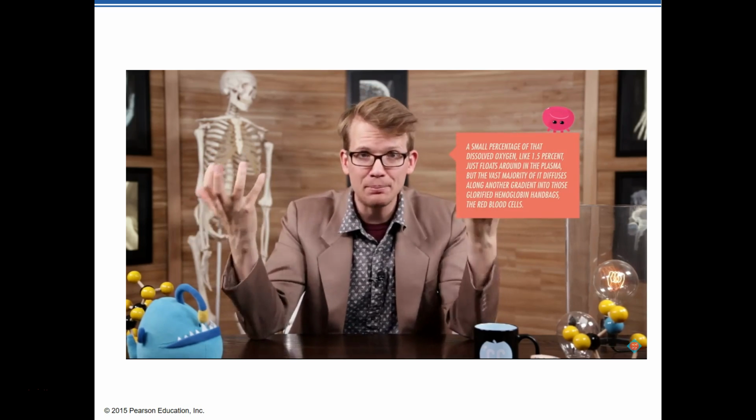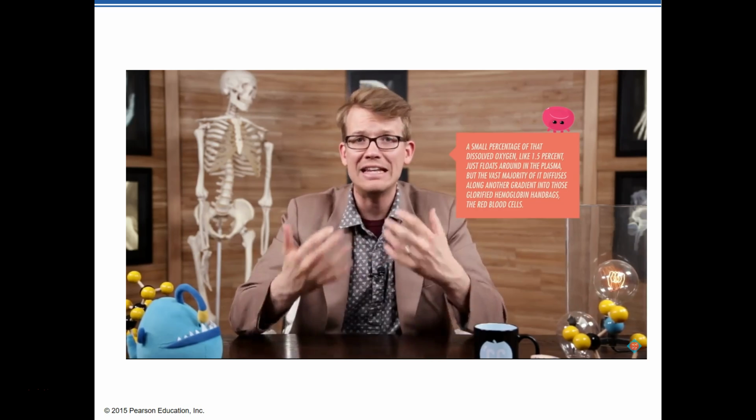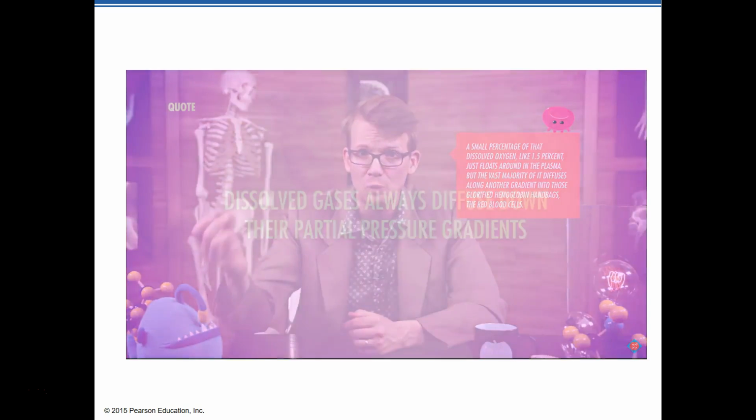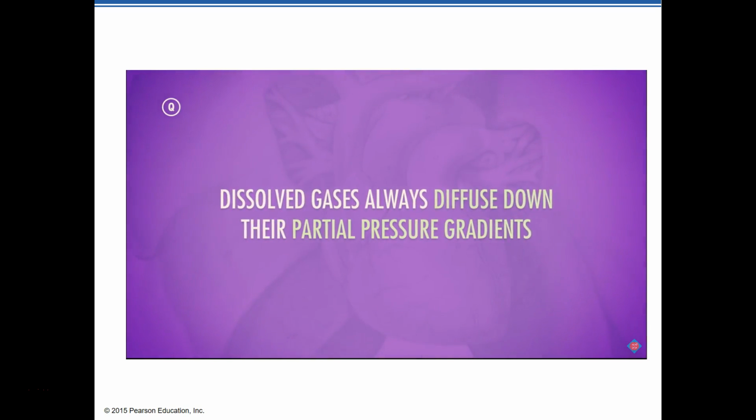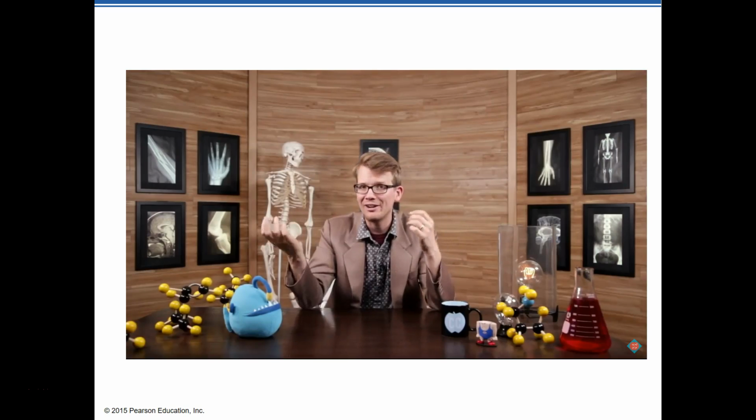This big difference in pressure makes it easy for oxygen molecules to travel from the outside air into your blood plasma because, as a rule, dissolved gases always diffuse down their partial pressure gradients. This is why it's so much harder to breathe at higher altitudes.